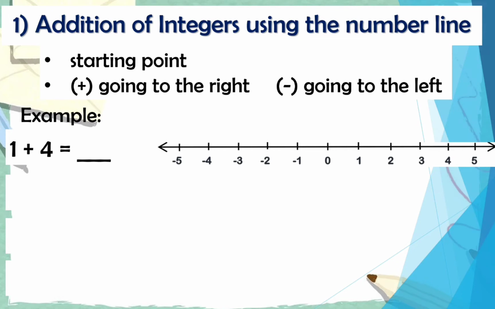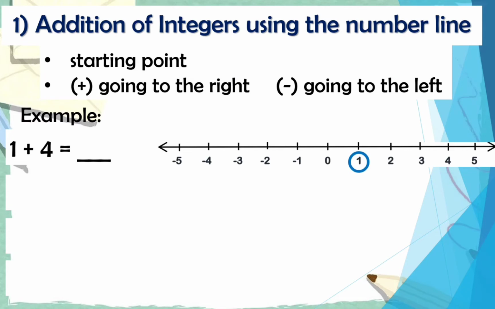First, know your starting point. So saan tayo mag-i-start sa number line from this example? So remember, the first integer or the first addend is your starting point in the number line. So here, ang unang integer natin o yung first addend natin ay 1. So punta tayo sa 1 sa number line.